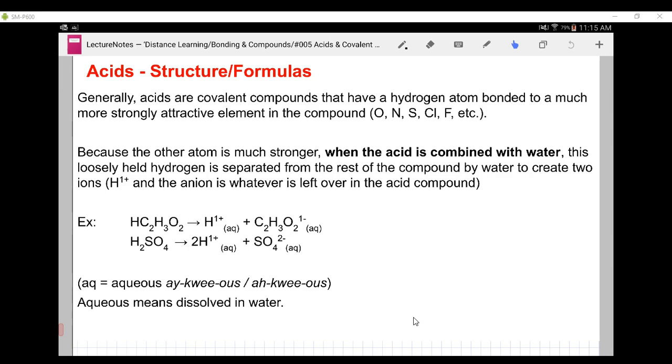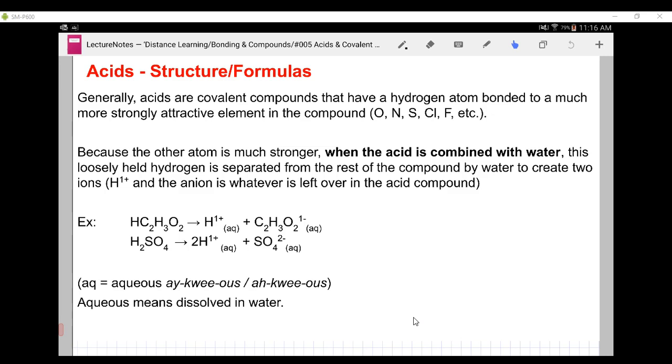It has a much greater attraction, and it's strong enough that it pulls on the electron of the hydrogen atom a lot more than the hydrogen is able to fight back. And as a result, because of this unequal sharing, when these acids are mixed into water, those hydrogen atoms actually break off from the rest of the compound. They're pulled off by the water molecules, creating an anion of the original acid compound.